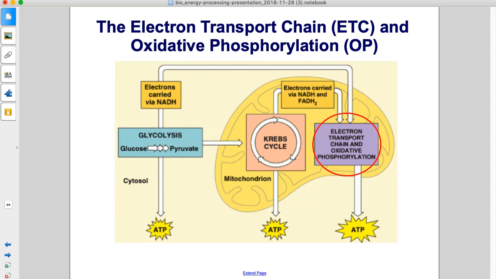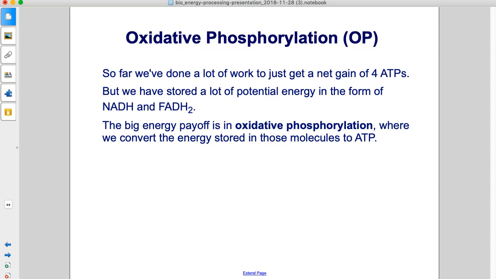Now let's take a look at the fourth stage, oxidative phosphorylation. This is powered by the electron transport chain, or the ETC. So far, we've done a lot of work to just get a net gain of 4 ATPs, but we have stored a lot of potential energy in the form of NADH and FADH2. The big energy payoff is in oxidative phosphorylation, where we convert the energy stored in those molecules to ATP.